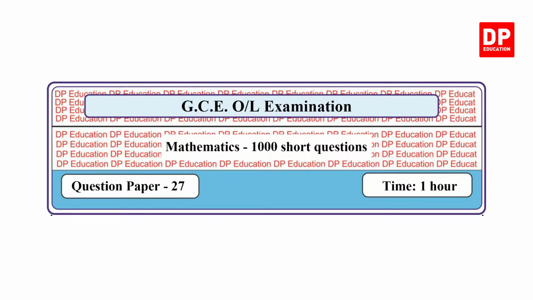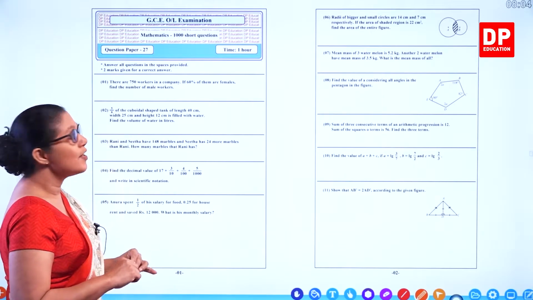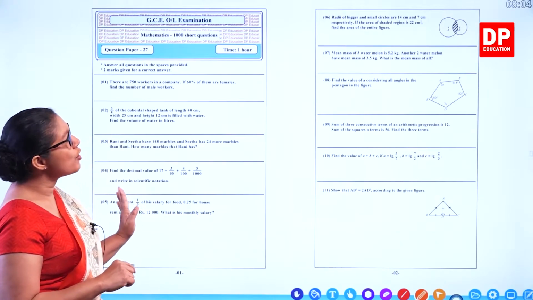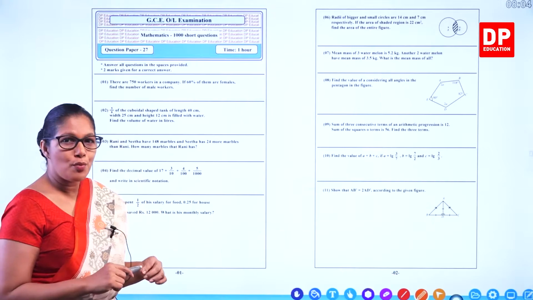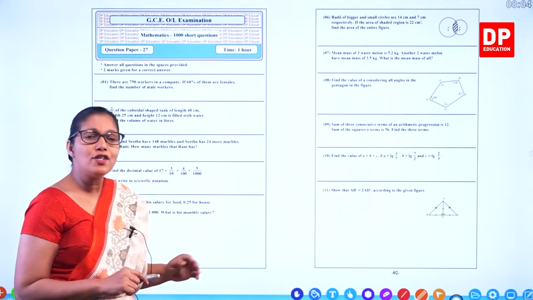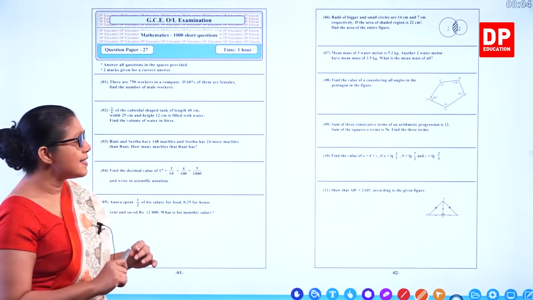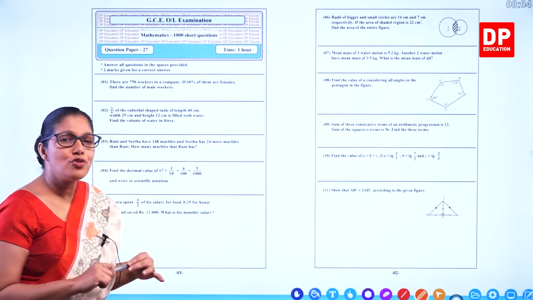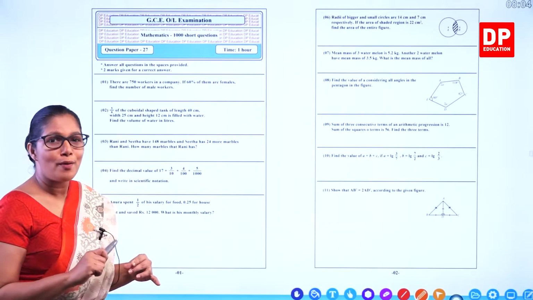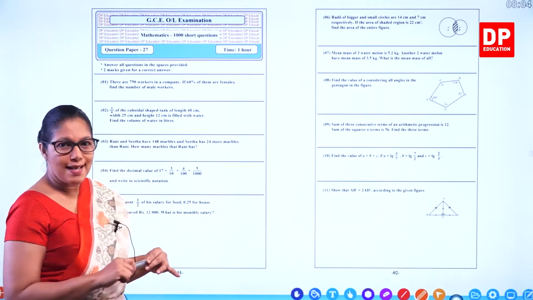This is paper 27. So we covered 26 papers so far. This is also a 1 hour paper. You get 25 short questions and each question is worth 2 marks. All these questions are relevant to your O-Level examination and O-Level syllabus. So make sure that you do all 1000 questions before your O-Level exam. So let's do paper 27.